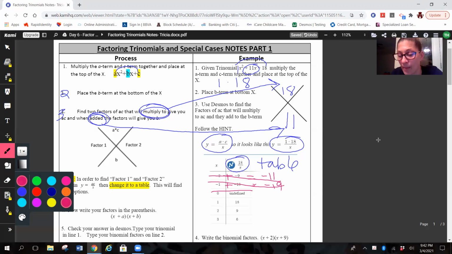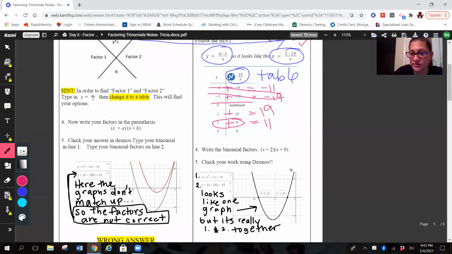Okay, now the bottom are all positives. 1 times 18 is 18, and 1 plus 18 is 19. That's too big. 2 plus 9 is 11, and there we have it. So the 2 factors are 2 and 9. 2 times 9 is 18. 2 plus 9 is 11. So we have found our factors. So our answers are x plus 2 times x plus 9.